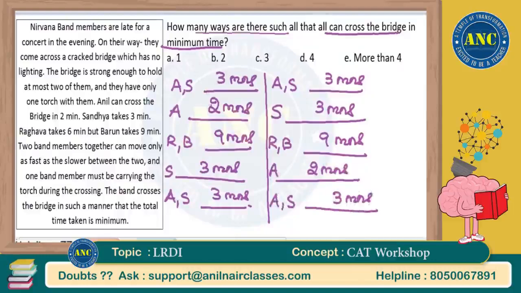3 plus 2 is 5, 5 plus 9 is 14, 17, 20, here also 20. So how many ways are there such that all can cross the bridge in minimum time? 2. Answer is 2. I hope it is clear, right, sir?